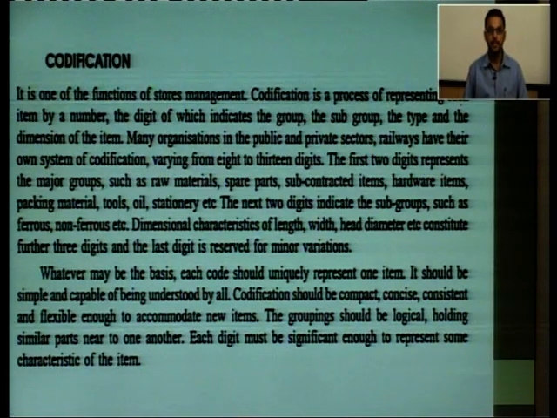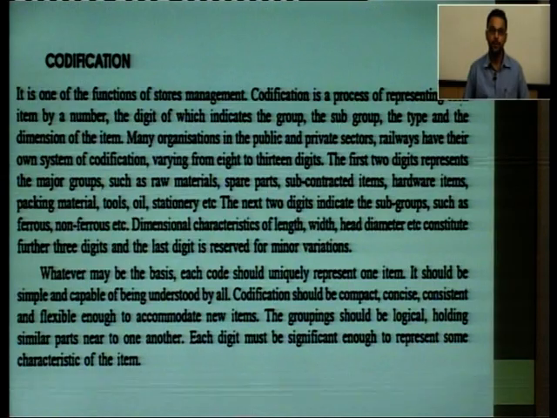Whatever may be the basis, each code should uniquely represent one item only. If we are going to a mall and buying some item, we are able to see the code which is always encoded in some particular item for a unique item. It should be simple, capable of being understood by all. Codification should be compact, concise, consistent and flexible enough to accommodate new items also.